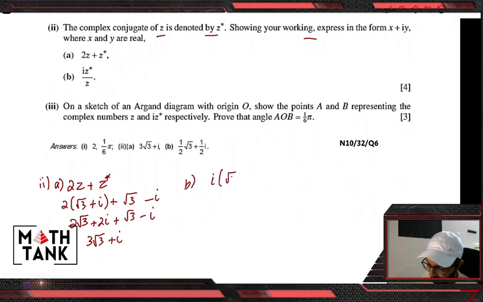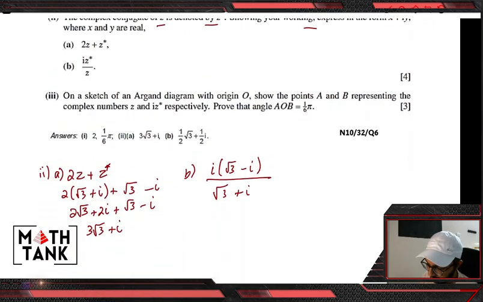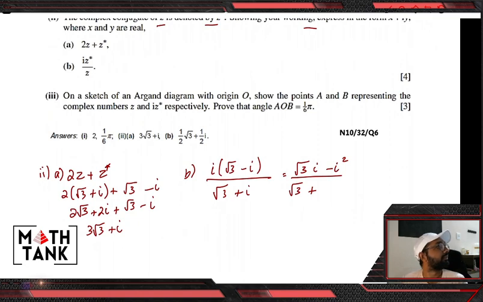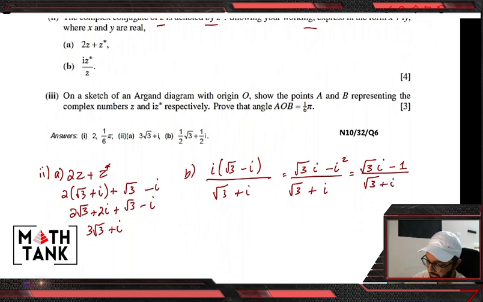So i z star, the complex conjugate, over z, root 3 plus i. So I get root 3 i minus i squared over root 3 plus i. So I get root 3 i minus 1, and I'll have to rationalize this denominator because it's not going to rationalize itself. Multiply by root 3 minus i over root 3 minus i.